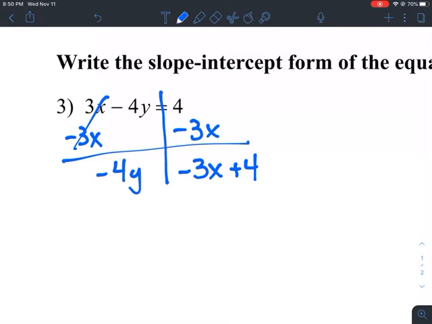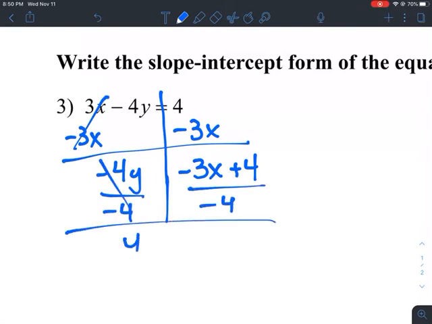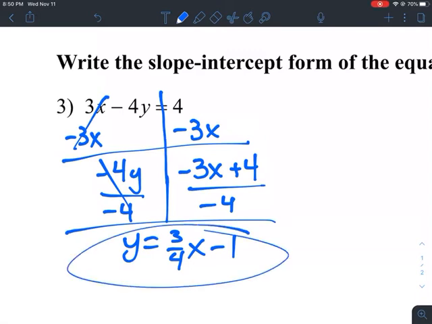Okay, so that's, like I said, the biggest mistake that I see is that people will try and add those together, so be careful with that. The last step will be to divide everything by negative 4. So on the left, it crosses out, and on the right, I'm going to actually divide everything by negative 4. So negative 3 divided by negative 4 is just 3/4, right? And then I have my x. And then 4 divided by negative 4 is negative 1. And hey, look at that. We have slope-intercept form.